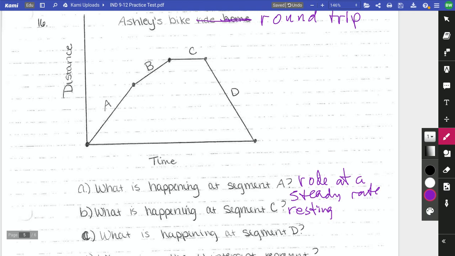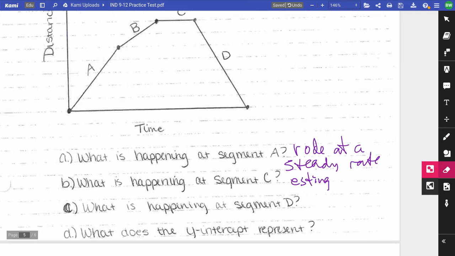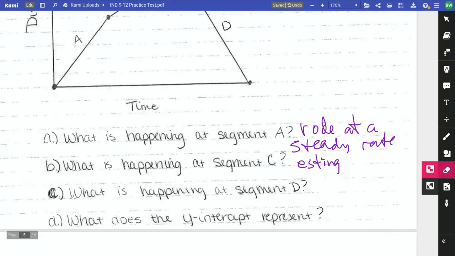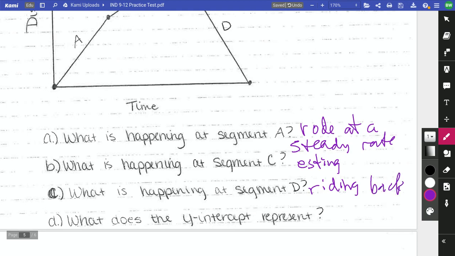What is happening at segment D? And she's riding back to where she started, right? Her distance now is getting less. She's getting closer and closer over this segment D to wherever she started from. So we'll just say going back to her starting point. And that's enough to write for that one. Riding back to starting point.